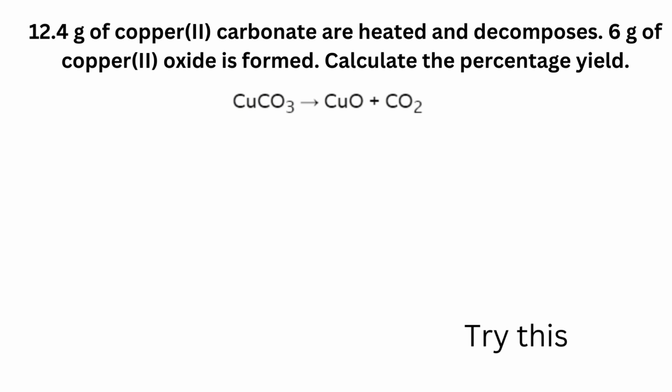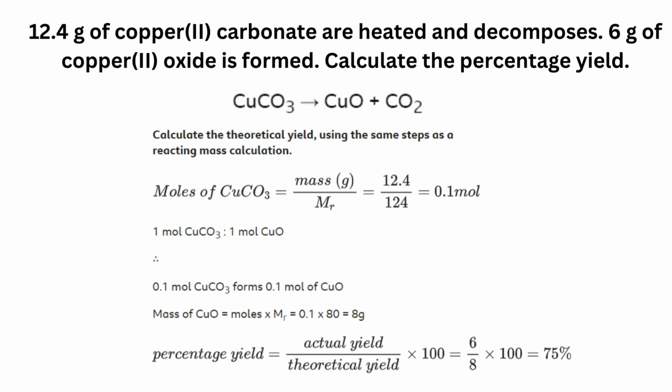You have to try this question. 12.4 gram of copper(II) carbonate are heated and decomposes. 6 gram of copper(II) oxide is formed. Calculate the percentage yield. The answer you are obtaining is 75%.